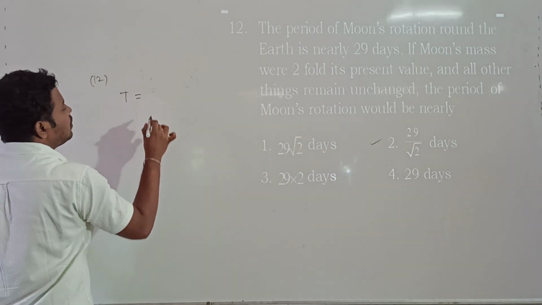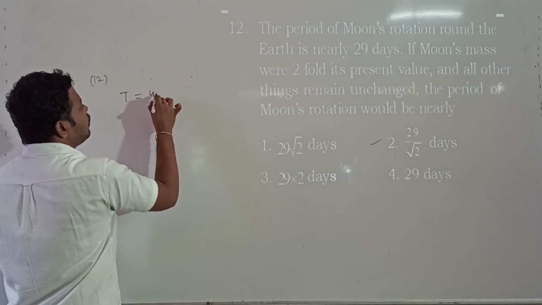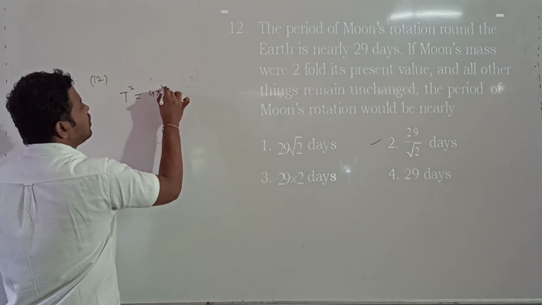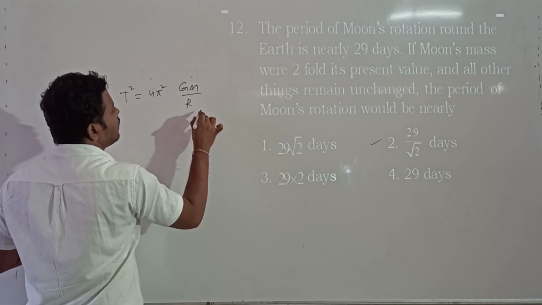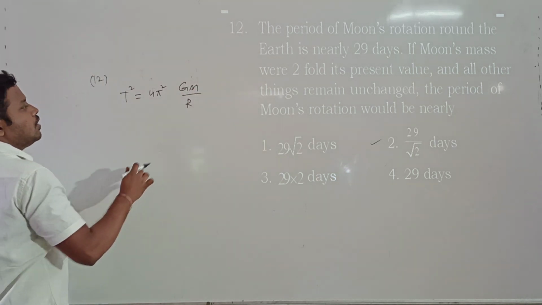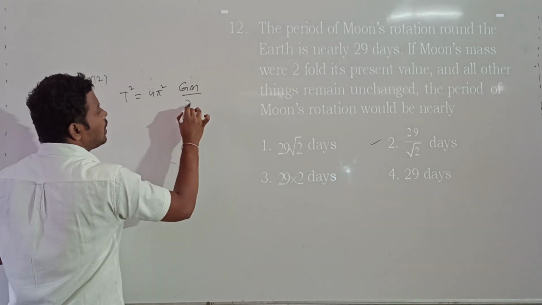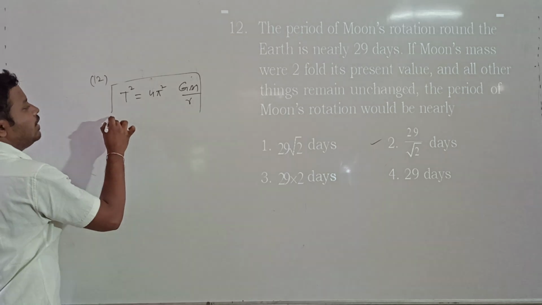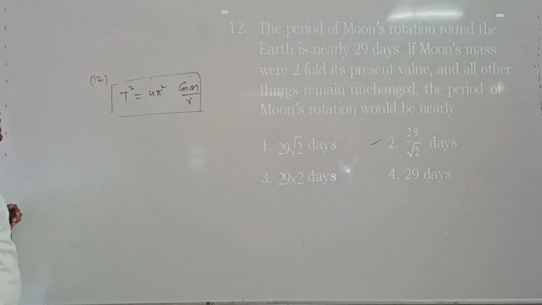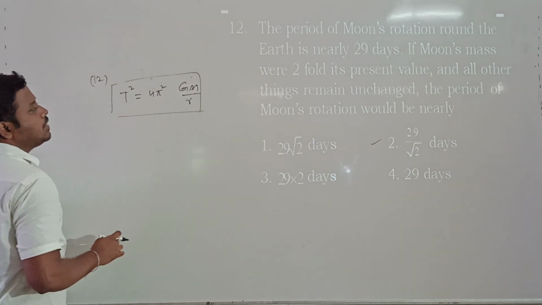So T square is equal to 4 pi square into G into capital M divided by R. Or otherwise I will write it as small r. Small r is equal to R plus S. This is the formula for time period of a satellite which is revolving around the planet. So where capital M is the mass of the planet.